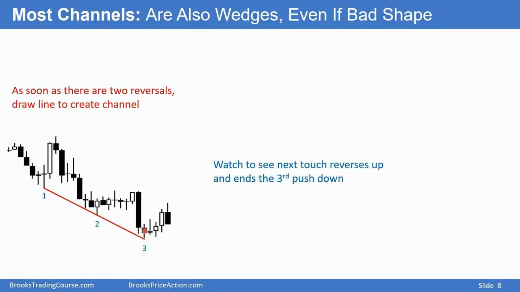We have a doji bar and then we have a micro double bottom. I think of this as a wedge, even though the shape of it is not all that good. The third push down did not quite reach the line, and therefore you have to be wondering, are we going to go a little bit lower? This is an undershoot. Undershoot means the push did not quite reach the line.